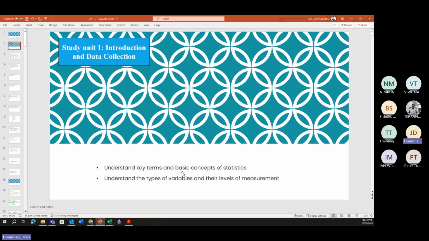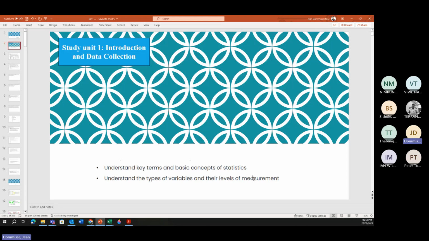And then the second part of study unit 1 looks at the types of variables. So if it's nominal, discrete, and the levels of measurement. You can get nominal, discrete, quantitative, qualitative, all those kind of things between the types of variables and their levels. So that is nearly the three things in study unit 1 that is critical for you to know.